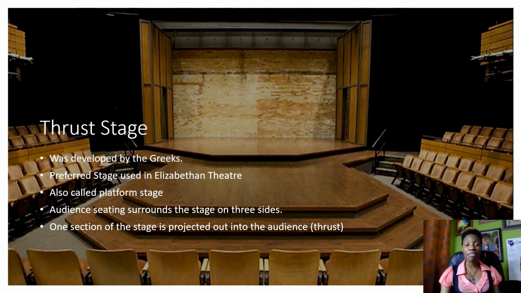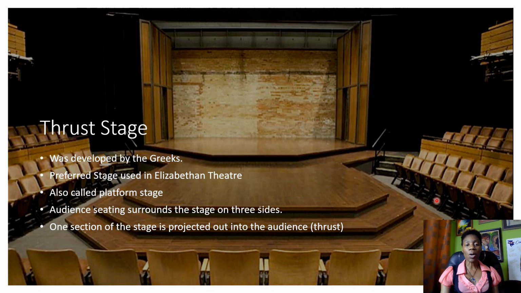Now, the main feature of the thrust stage is that the seating from the audience is around the three sides of the stage. So if you again look at the image here, audience sits on this side, the audience sits on this side, and the audience is also sitting on this side. So the three areas of the stage surrounds is where the audience will be sitting.